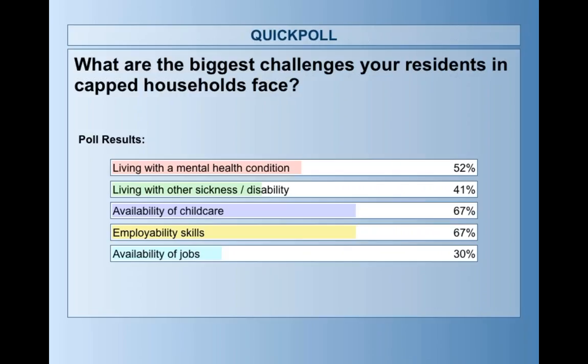Okay, so quite an even spread. So these are the general challenges we've identified anecdotally, and they're being backed up by the survey results. Availability of childcare and general employability skills are quite high. Whether or not they're living with a mental health condition or some other health condition is a bit of an issue. And the availability of jobs is perhaps less of an issue. It's actually much more about the households themselves.